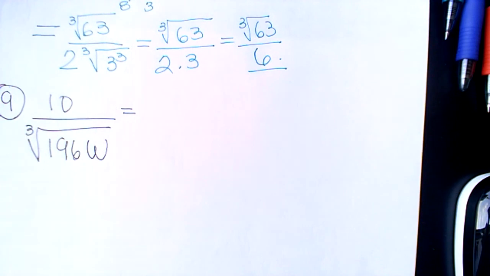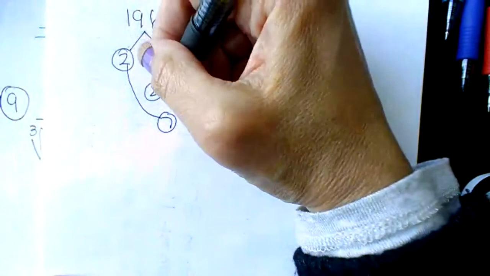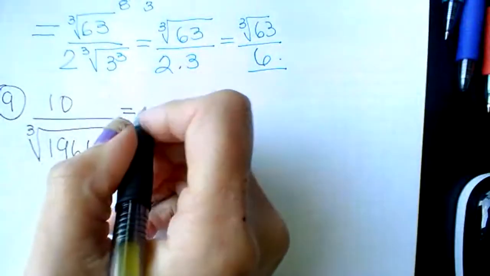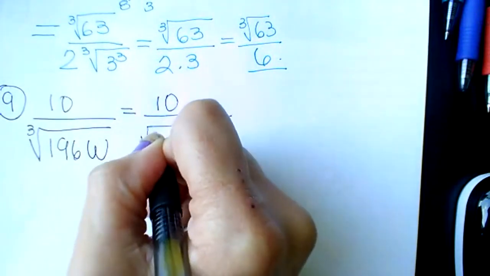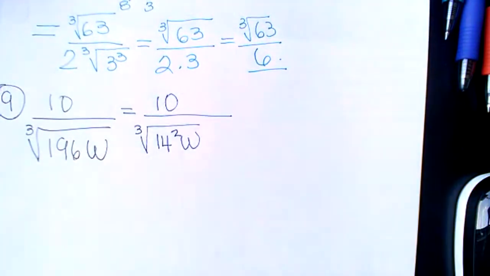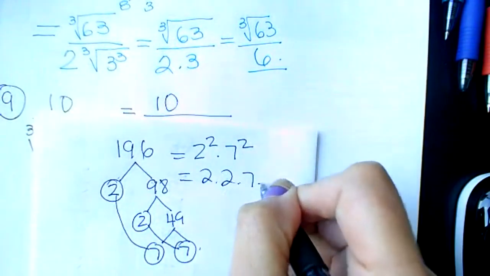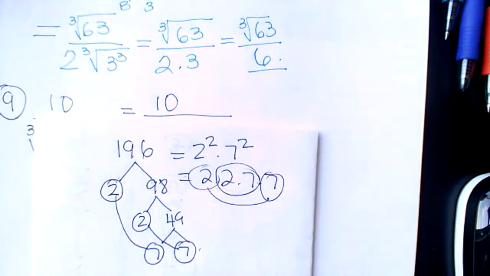What I could do, I see, this is what I can do. I could do this one and this one. I can combine them. So just watch. So this is going to be equal 10 and 14 squared times W. Why 14? Because this is what we have here. 2 times 2, 7 times 7. So I combine this one and this one. That's what I did.